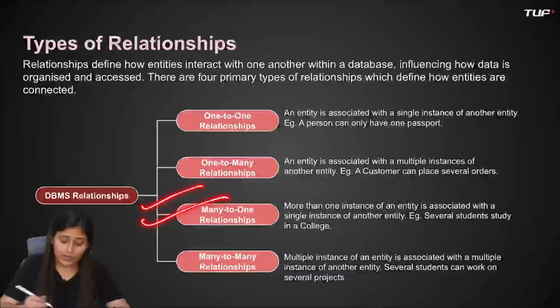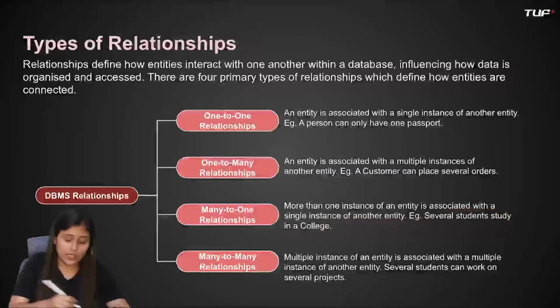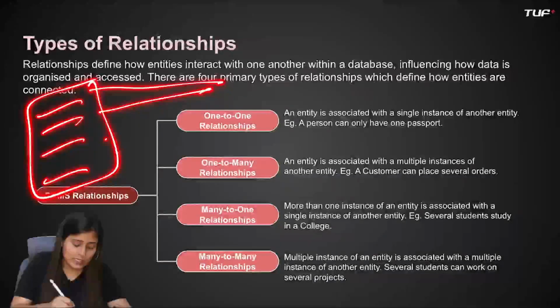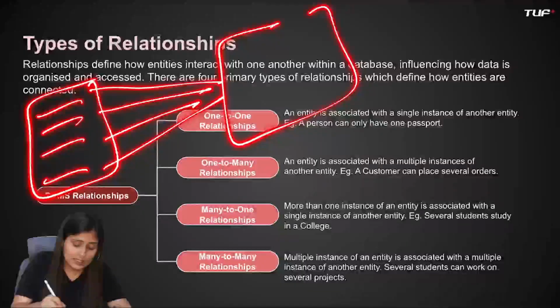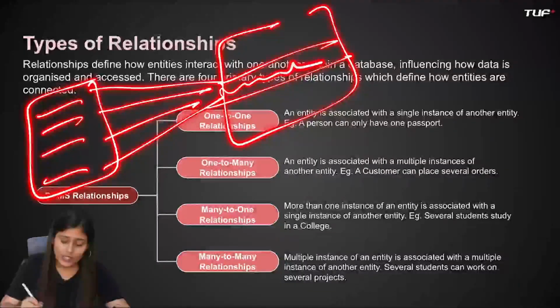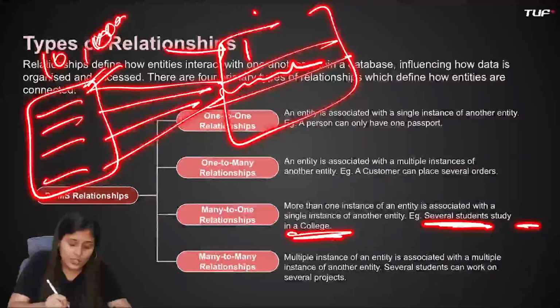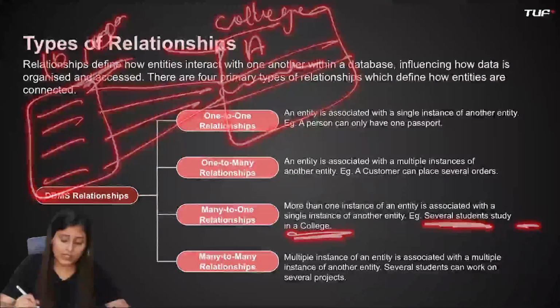Another is many-to-one. In this case, more than one instance of an entity is associated with a single instance of another entity. So from one table, we can have more than one entity associated with a single entity. For example, several students study in a college. There can be 10,000 students from the student table studying in the same college A from the college table. So this shows the many-to-one relationship.